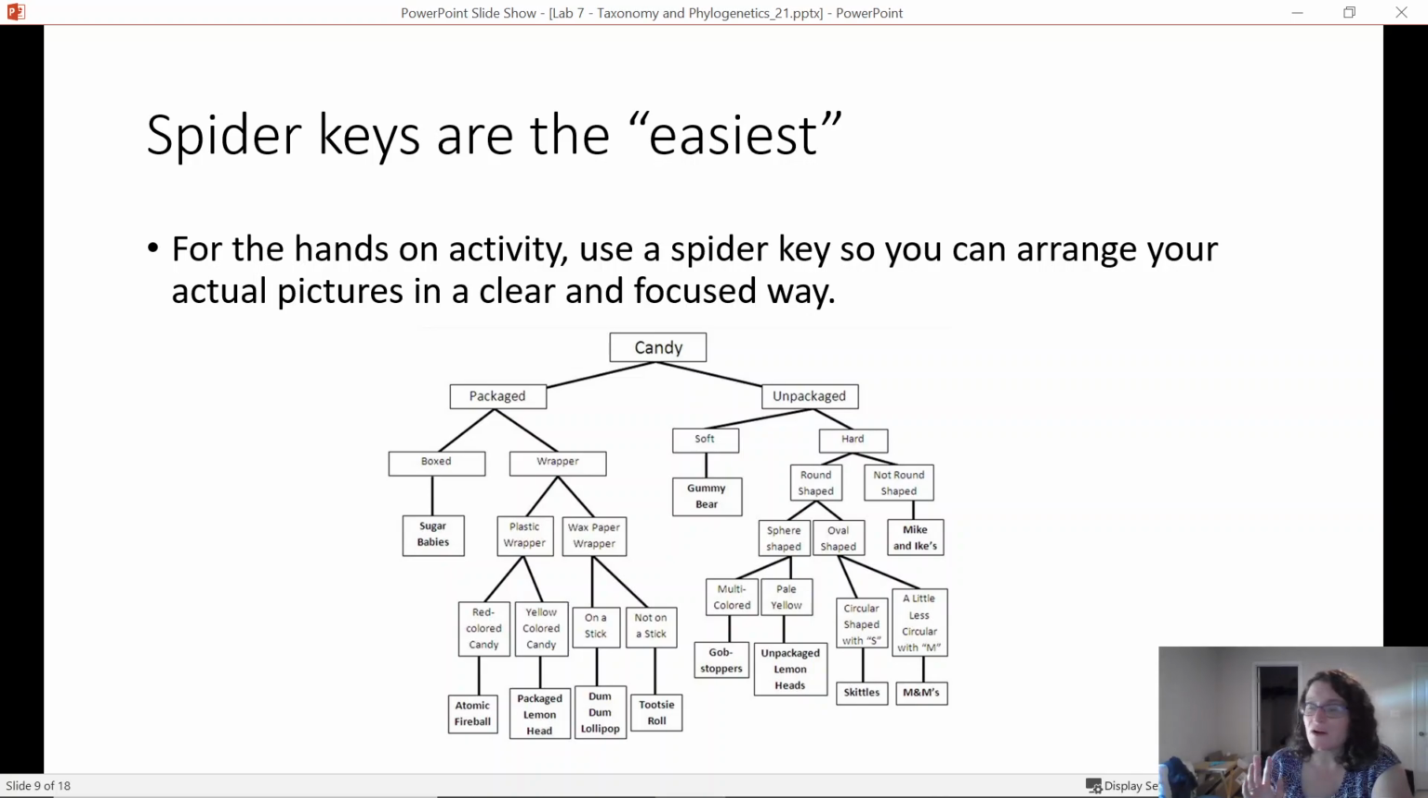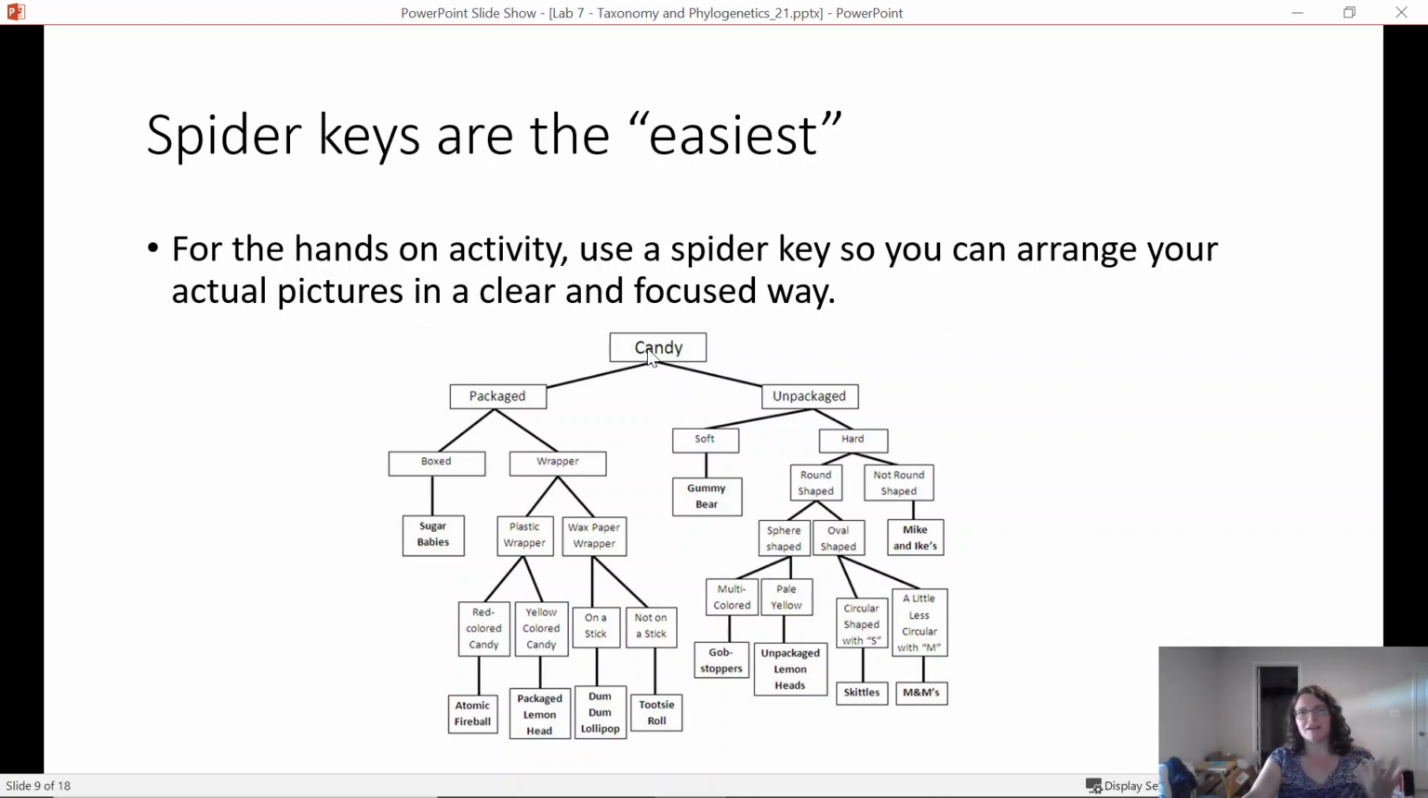So spider keys are the easiest ones to build, and we are going to be using them in our hands-on activity because they're easy to build out as you go. With the written key, you kind of have to plan it out beforehand and then build it after. I find it's easier just to draw it as you go, and drawing it as you go works out for the spider keys.